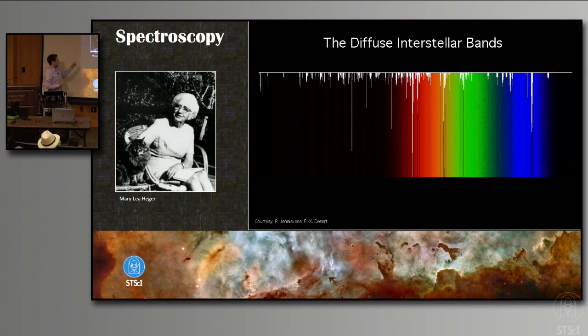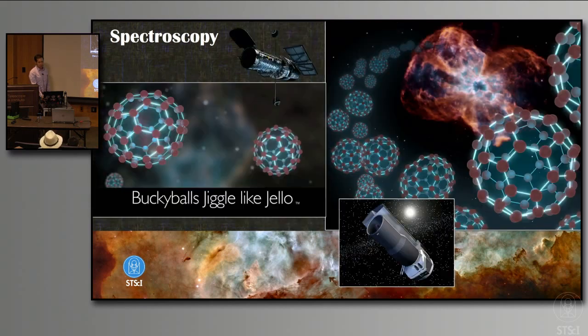When Mary Lea Heger discovered them, I believe she discovered 2 of them initially, and now we know of over 400. And they're throughout the visible part of the spectrum and close into the near infrared. Near infrared's here, visible spectrum's here. That's the kind of light that our eyes can see. All right. So it's a big mystery, but we have made a little bit of headway in the last year. After all this time, we discovered what a few of them are, and they are buckyballs. They are these things called buckyballs.